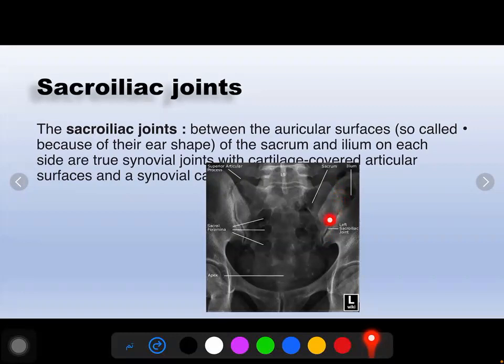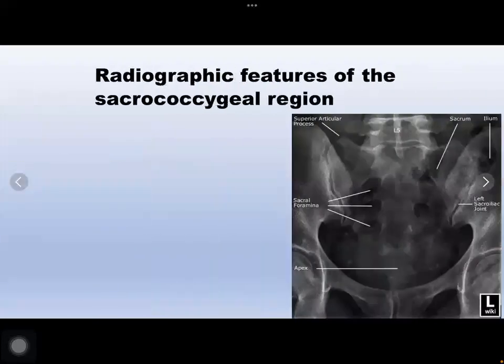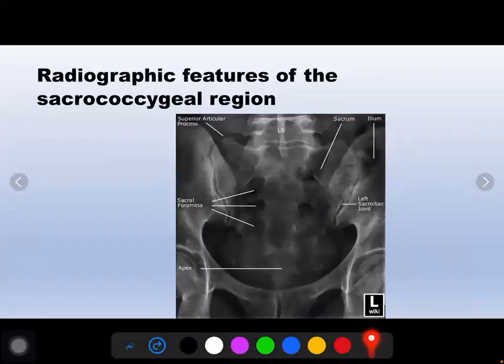This is the left sacroiliac joint, and these are the four foramina that transmit anteriorly the sacral anterior primary rami, and posteriorly the sacral posterior primary rami. More inferiorly is the coccyx, formed by fusion of four vertebrae to form a small triangular bone. Radiograph of the sacrococcygeal region: this is the sacrum, the sacral bone, this is the left sacroiliac joint, and this is the apex.